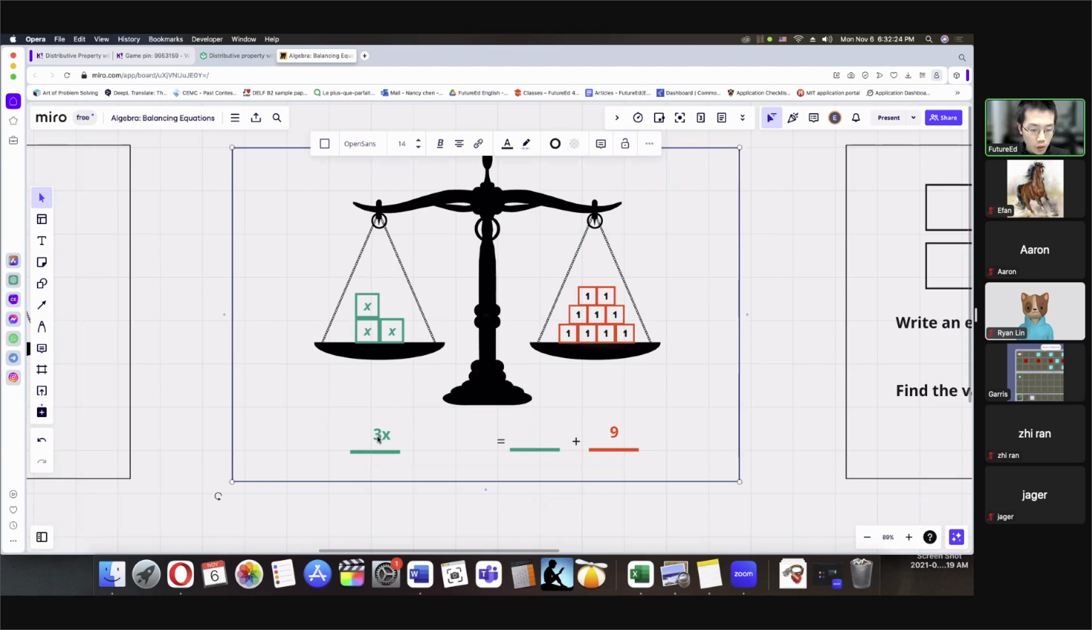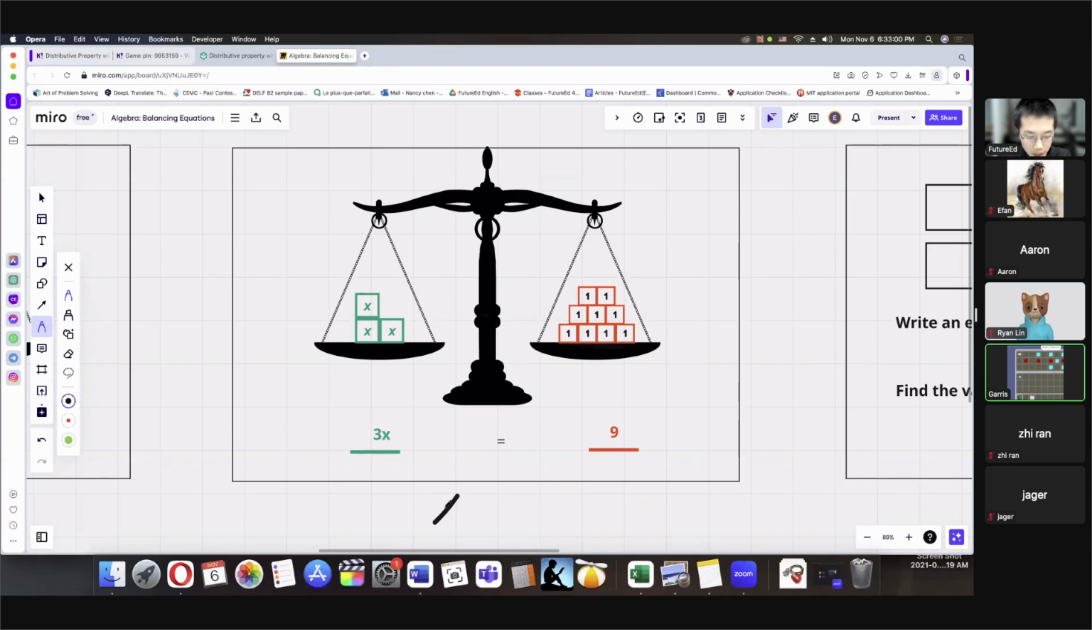And I'm pretty sure we can solve this. We have 3x equals 9. And how do we isolate x, Garrus? So you can look at the bottom. We have 3x equals 9. So how do we isolate for x? We want just the x. So our final product should look something like x equals something. So how do we go from 3x to x?